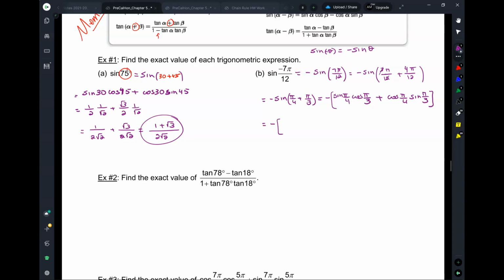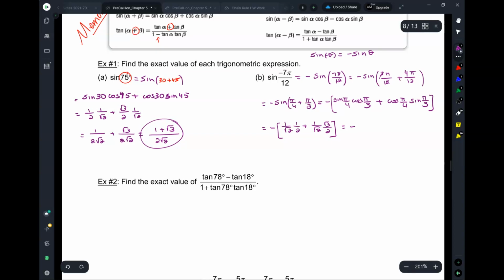What's sine of pi over 4? 1 over root 2. Cosine of pi over 3? 1 half. Plus cosine of pi over 4 is 1 over root 2. Okay, sine of pi over 3. If cosine was the 1 half, then the sine has to be root 3 over 2. See how that works? So now, look, the denominators are the same again. So it's going to be 2 root 2 in the denominator, and on top, 1 plus root 3.